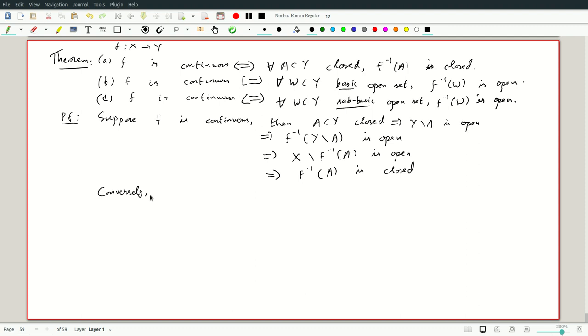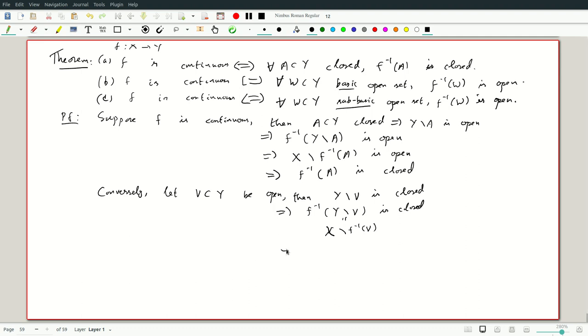Conversely, suppose we have this hypothesis. So conversely, let V in Y be open. Then, of course, we know that Y minus V is closed. And if we have assumed the hypothesis, this implies that f inverse of Y minus V is closed, this time I'll just write this as X minus f inverse of V, which implies that f inverse of V is open. Okay, so we have seen this in detail. For B, one side is clear.